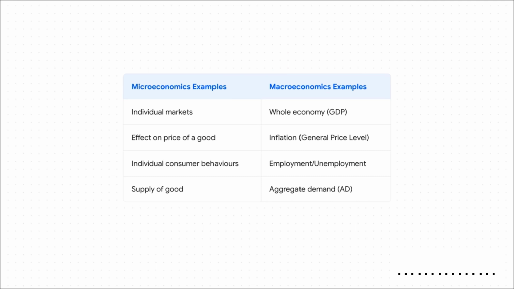Let's make this crystal clear with some real-world examples. If we're studying why the price of onions suddenly went up, that's a micro issue. We're looking at one specific market. But if we're studying why the prices of almost everything in the country are rising, what we call inflation, well, that's a macro issue. Similarly, you looking for a job is a micro-level concern, but the total unemployment rate in the country is a macro-level concern. See the difference? Simple, right?